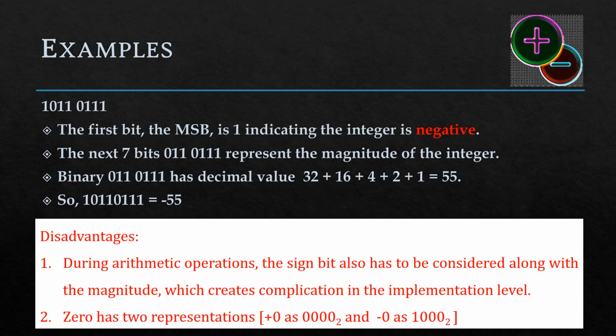The disadvantage of this sign and magnitude representation is that during arithmetic operations, we need to consider the sign bit along with the magnitude, which creates some complication at the implementation level. Also, in sign and magnitude form, the number 0 has two representations, plus 0 and minus 0. The MSB is 0 for plus 0, and for representing minus 0, the MSB is set as 1. Only the magnitude is 0 and the sign bit changes. So 0 has two representations in sign and magnitude form. These are the two disadvantages of this form.